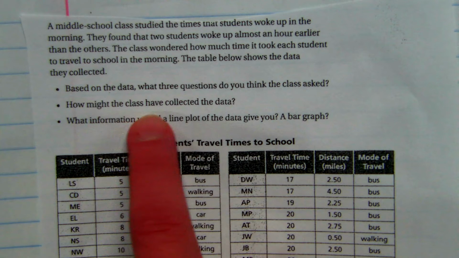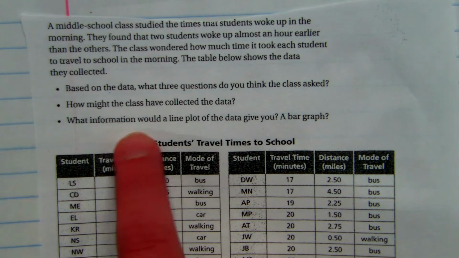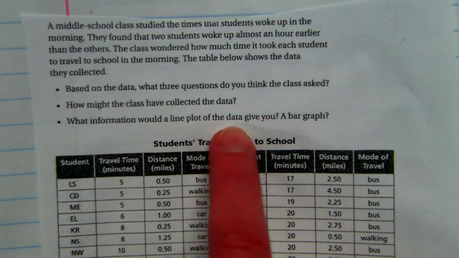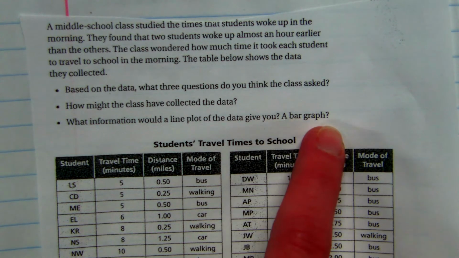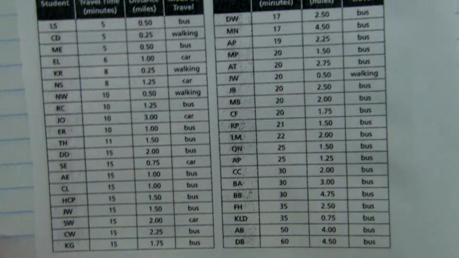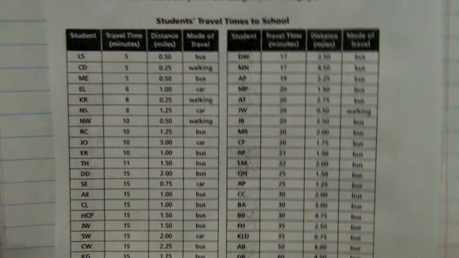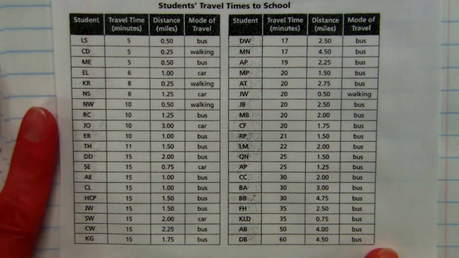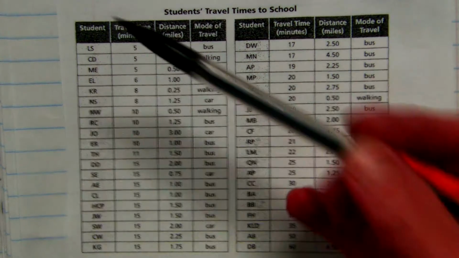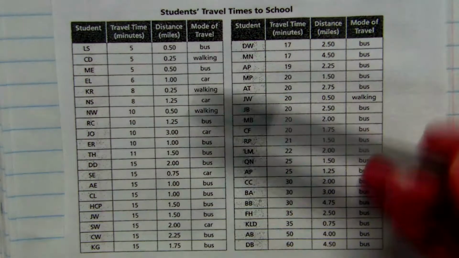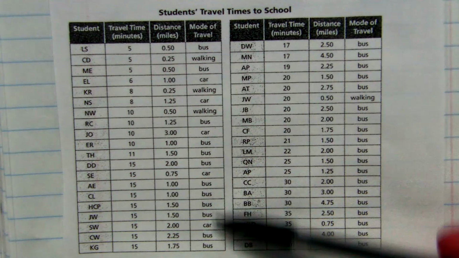How might the class have collected the data, and what information would a line plot of the data give you, and then a bar graph? So let's just look at this really quick. And this is evidently a much larger school. They've got a lot of students. So let's look at this. They've got student, travel time, distance, mode of travel.